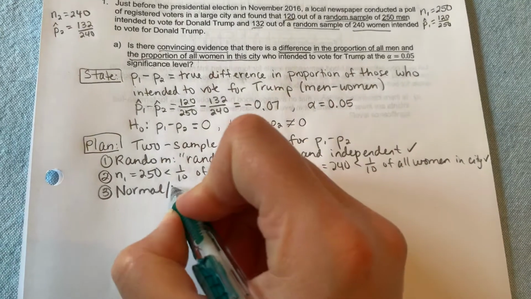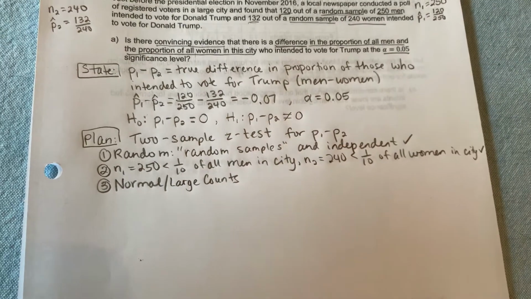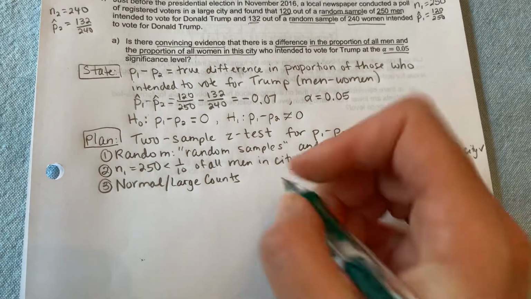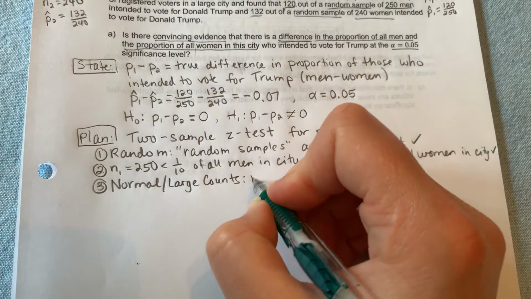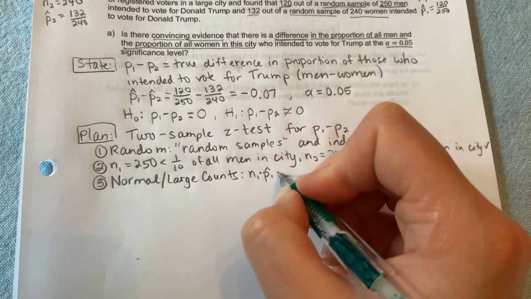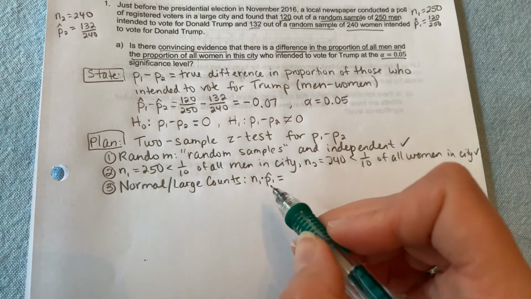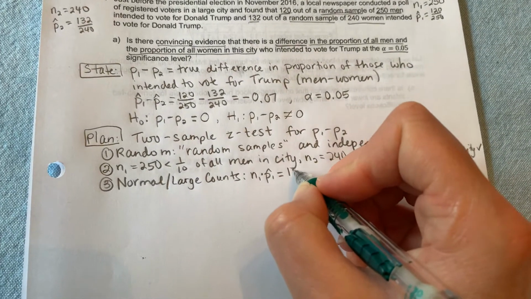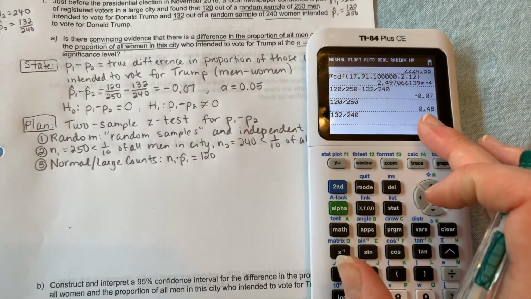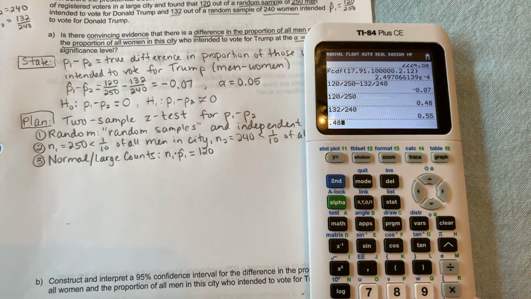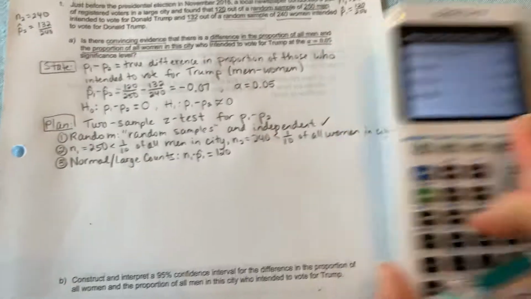For proportions, we check large counts. Okay, it's tempting to want to use the CLT here, but that only applies for means, not proportions. So I have to use large counts, and there are 4 different things we have to check. Okay, we have to check N1 times P1 hat. Now, this really is the number of successes in the first sample, or the number of people who intend to vote for Donald Trump. It should be 120, but we can check that if we're not sure. Remember, P1 hat is that 0.48, so 0.48 times 250, the sample size for N1, is indeed 120, okay?